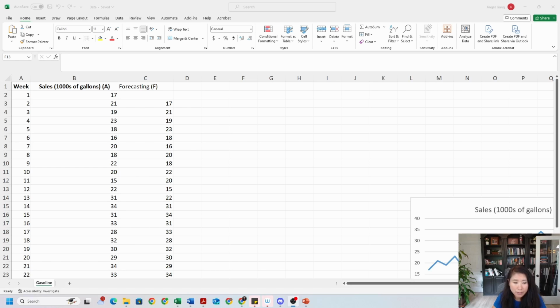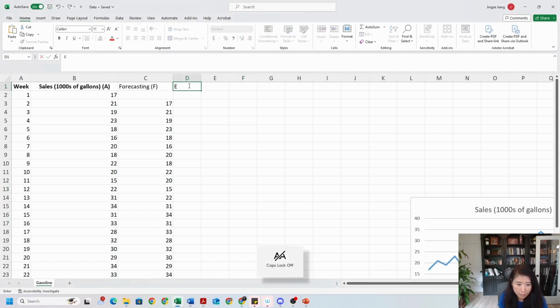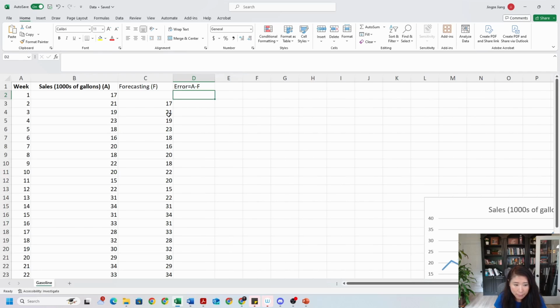Okay, so in order to calculate any of these three statistics, the first step we need to do is to get the errors figured out. So the error, or residual, is equal to our actual value minus the forecasting value. In column C here, I'm using the naive forecasting result as the example.